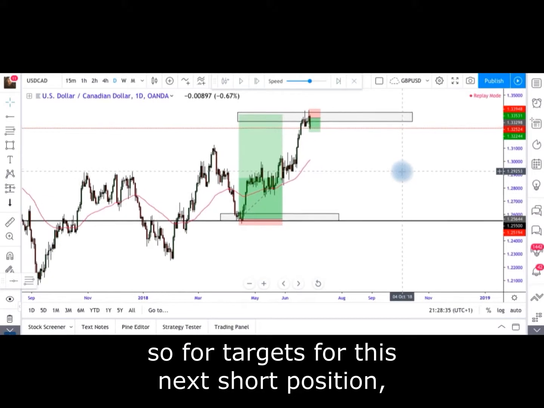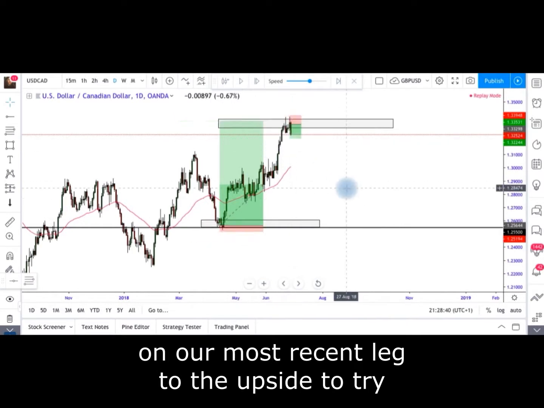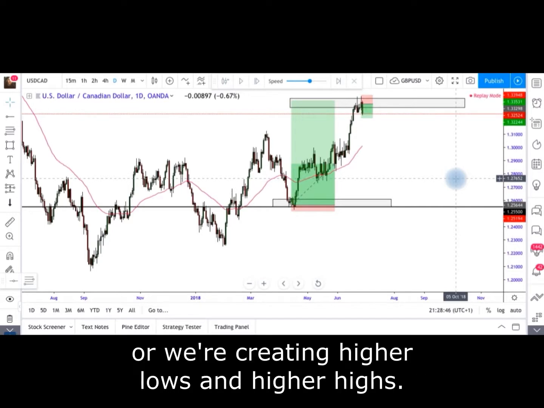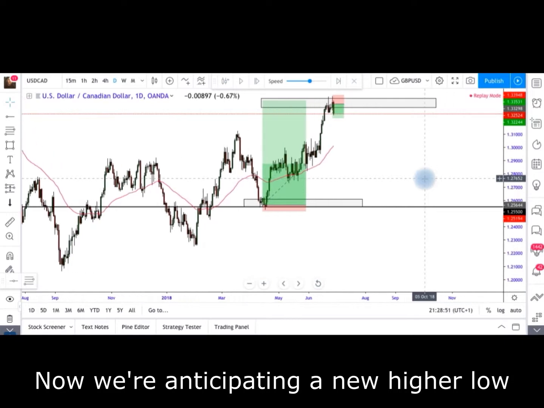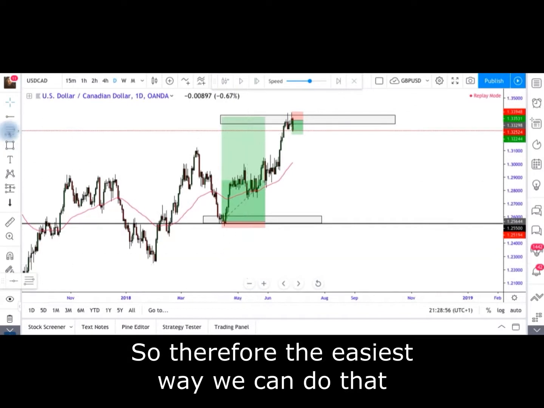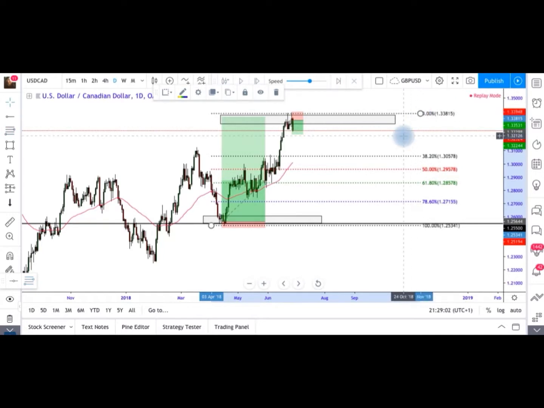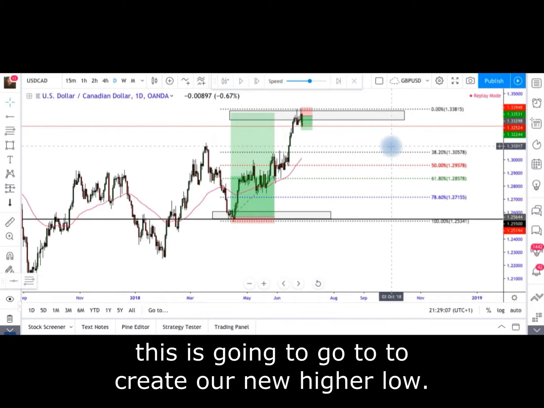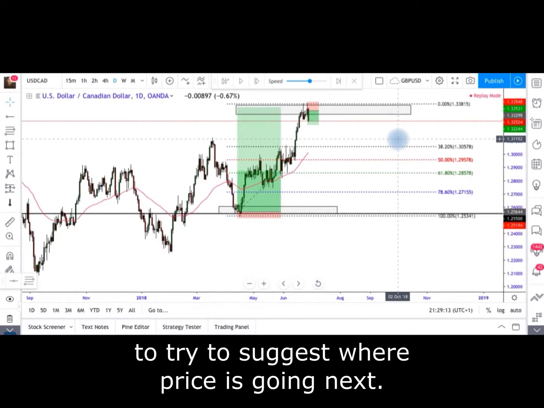So for targets for this next short position, we'd have to now apply a fib on our most recent leg to the upside to try and find some kind of target, because obviously we know that we're within a bullish sequence where we're creating higher lows and higher highs. So now we're anticipating a new higher low, somewhere around here, somewhere above these points here. So the easiest way we can do that is we can apply a fib from here to here. And now we're trying to figure out which fib level this is going to go to create our new higher low. So we have to look left and look at any other confluences that we can use to try and suggest where price is going to go next.